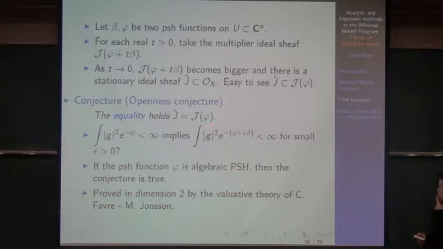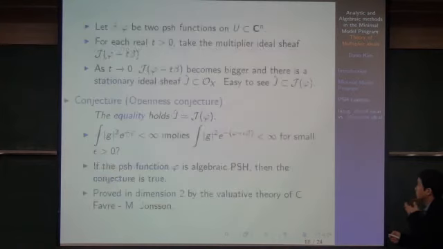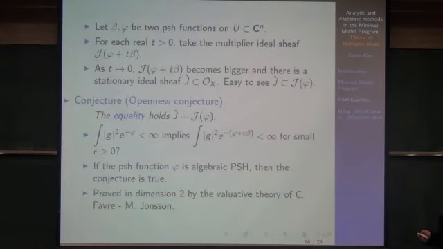So this conjecture is proved in dimension 2. There's an algebraic valuation theory of valuations due to Favre and Johnson. But for dimension 3 and above, this is a very difficult statement. So I think this statement is showing the difficulty with general PSH functions, the difficulty in understanding general PSH functions.